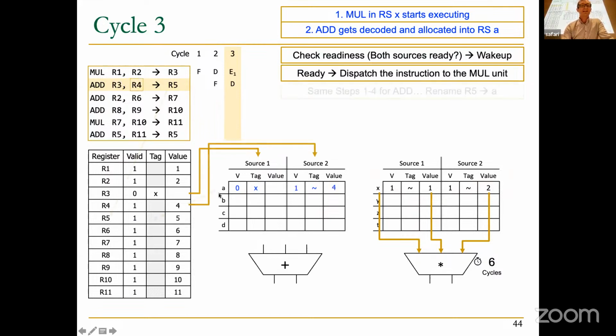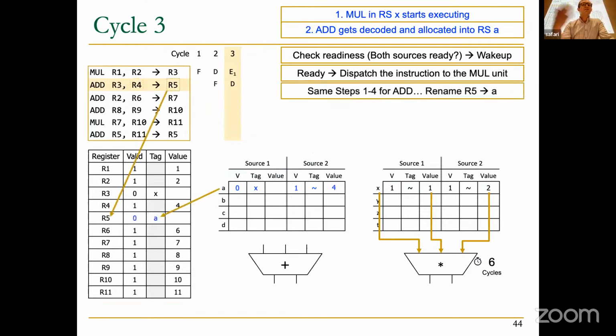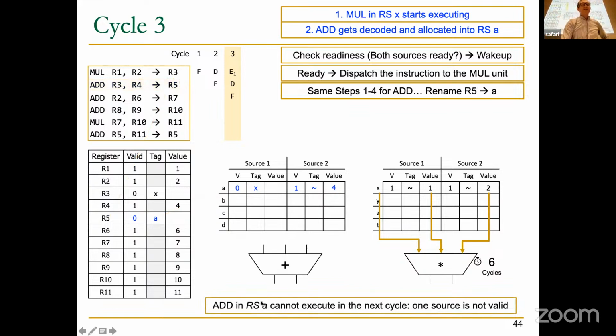The second source is, let's say, that went very fast. The second source is R4. It's very similar to earlier cases. Basically, it's valid. The value is 4. But this add cannot execute because one of its sources is not ready. So it's going to wait. Basically, we do the same steps, 1 to 4 in the prior slide for add, and we rename also R5 to A. So now R5 is going to be produced by the instruction that's in reservation station A, which happens to be this add. Okay? Now, anyone who's going to source R5 later on, which you will see, one of these instructions, I think this one, it's going to refer to value A or tag A. Okay. So add in reservation station A cannot execute in the next cycle because one source is not valid.